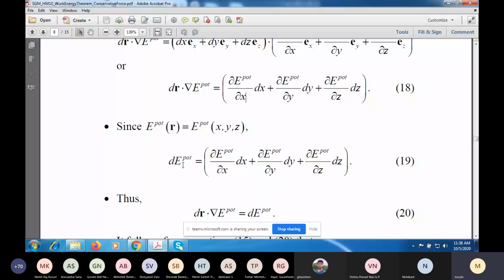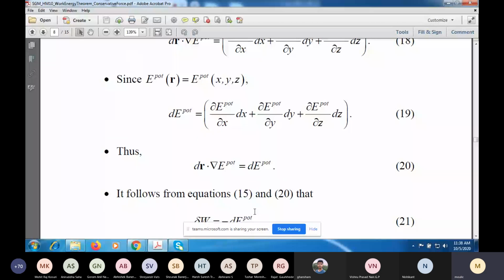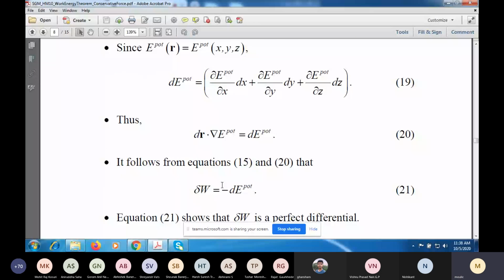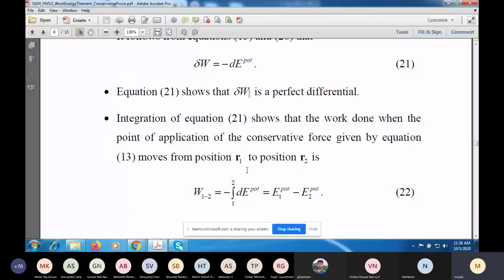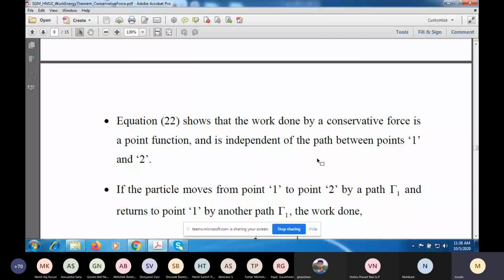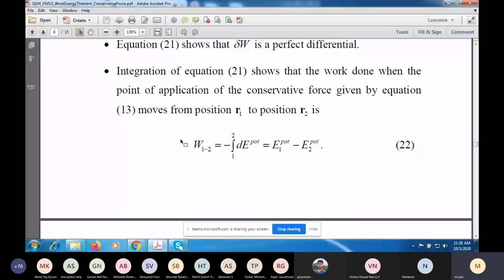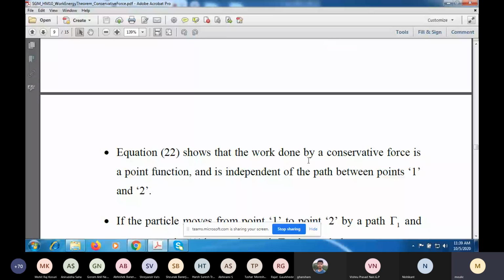Okay. Now note this will not be true if E pot also depends on time, because then there will be another term here which will be ∂E pot/∂t times dt. But ∂E pot/∂t is 0 for us. Okay, so you see that the work done then I can write as minus d E pot. So in this case, this is a perfect differential. Okay, and if I integrate this from 1 to 2, I'll get E1 minus E2. Okay, so the work done by a conservative force, you see, is a point function. It depends on the state at point 1 and point 2 and is independent of the path.